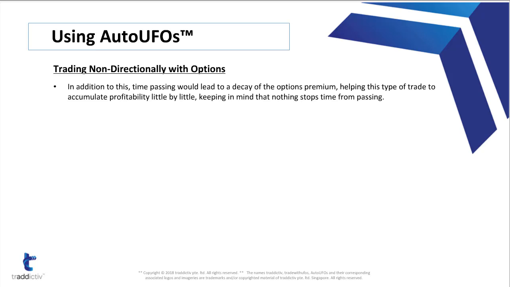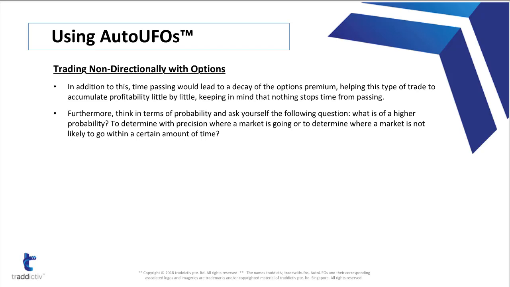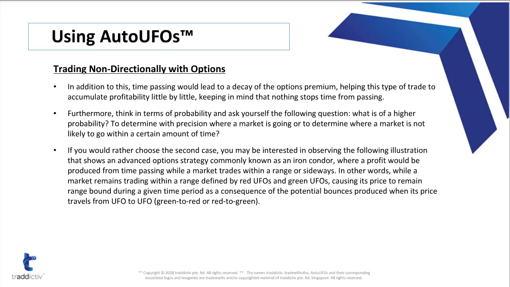In addition to this, time passing would lead to a decay of the options premiums, helping this type of trade accumulate profitability little by little. Keeping in mind that nothing stops time from passing, that's a pretty high probability trade. Furthermore, thinking in terms of probability, ask yourself the following question: what is a higher probability, to determine with precision where a market is going to turn, or to determine where a market is not likely to go within a certain amount of time? Well, I think the second one seems to be a higher probability.